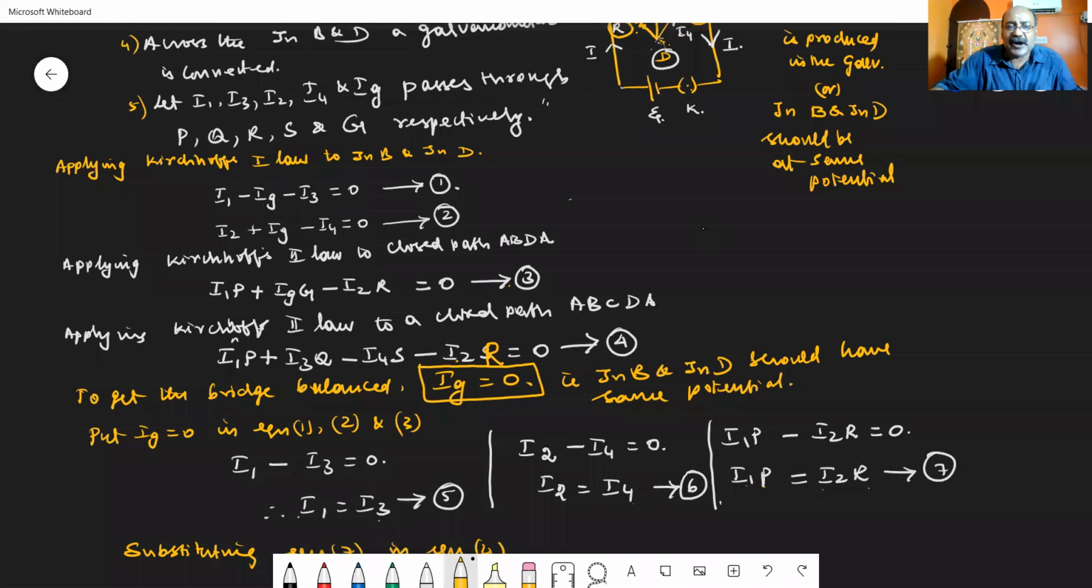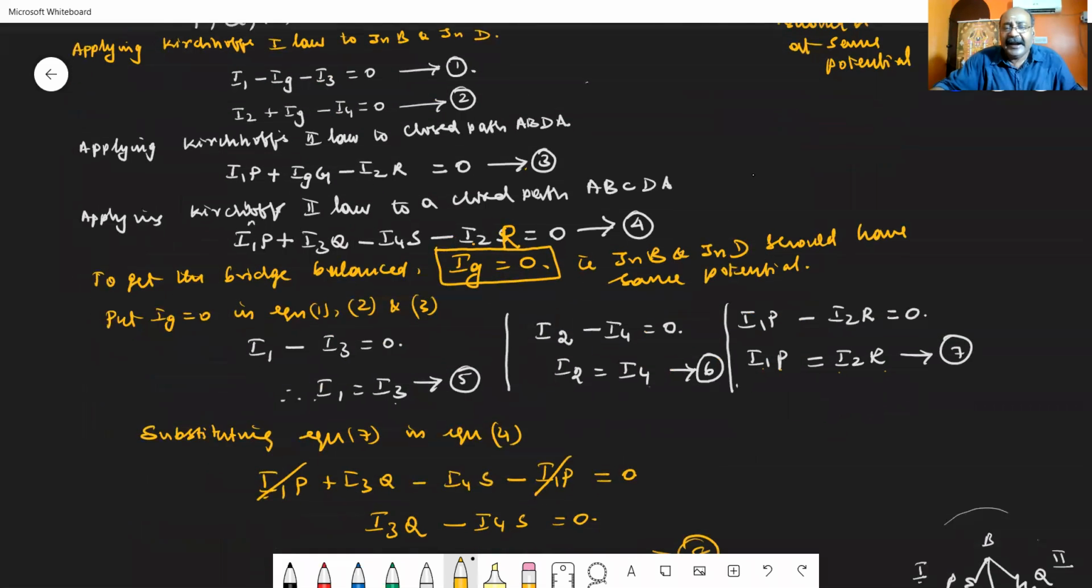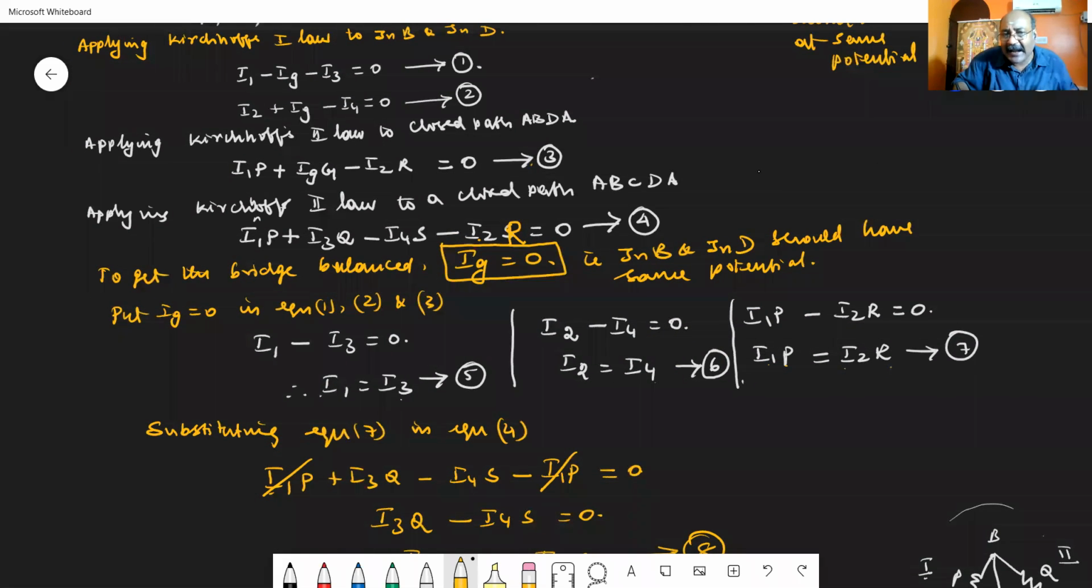Now, we are going to apply the balancing condition. In order to get the bridge balanced, there should not be any deflection in the galvanometer. If there is no deflection in the galvanometer, it means the current passing through the galvanometer is equal to 0. The current passing through the galvanometer being 0 means junction B and junction D are at the same potential. If there is a difference in potential, there will be a flow of current from higher to lower. If both junctions are at the same potential, then the flow of electrical current is 0.